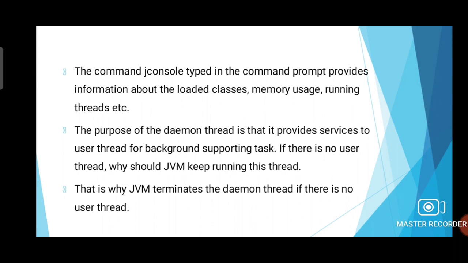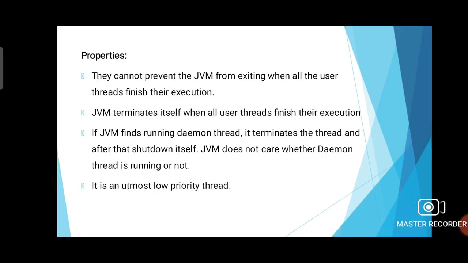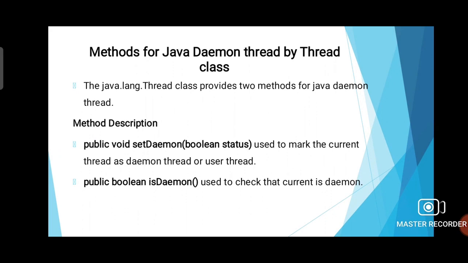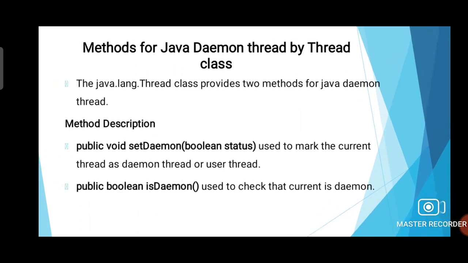The purpose of daemon thread is to provide service to the user thread for background supporting tasks. If there is no user thread, then the Java virtual machine will stop the working of the current daemon thread. Then there are several methods to provide some of the features for the daemon thread.